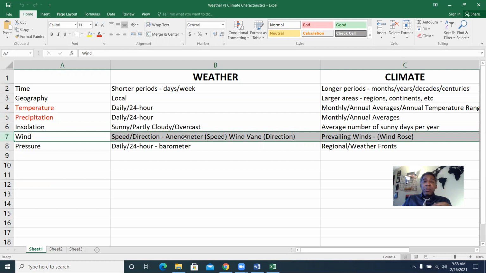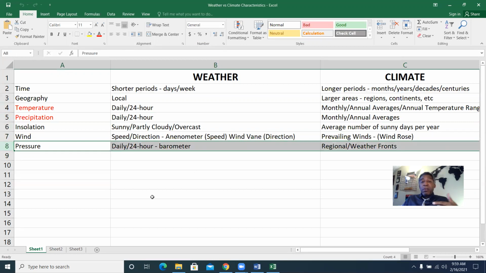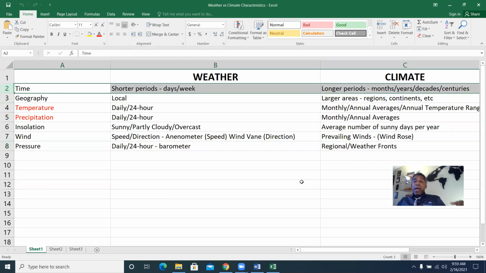For wind speed, the instrument that's used to measure wind speed is an anemometer. A wind vane is used to measure wind direction. What's the barometric pressure in millibars going to be today? That's weather. In terms of climate, when we speak about periods of time, it could be months, years.